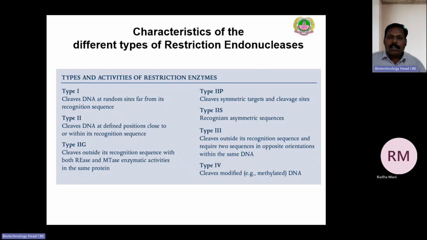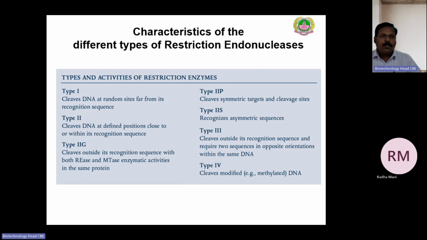These restriction endonucleases have typical characteristics, and depending upon how they cut, they are classified into four different types: type 1, type 2, type 3, and type 4 enzymes. Among these types, the type 2 enzyme is widely used in genetic engineering applications. Now let's see the different types. The type 1 enzyme cleaves the DNA at random sites, far away from the recognition sequences, and they have limited application.